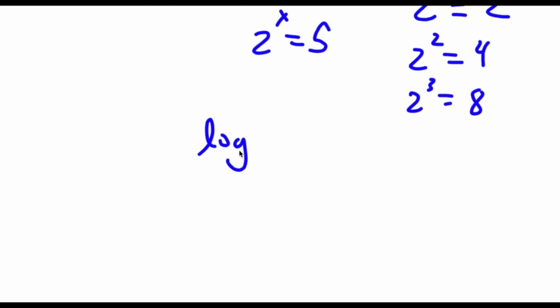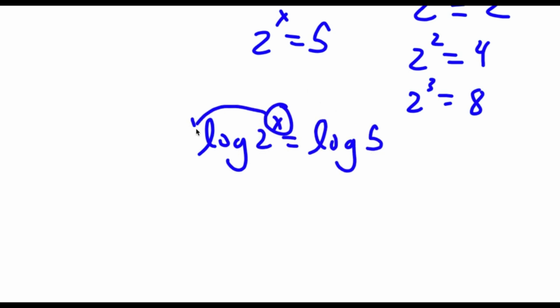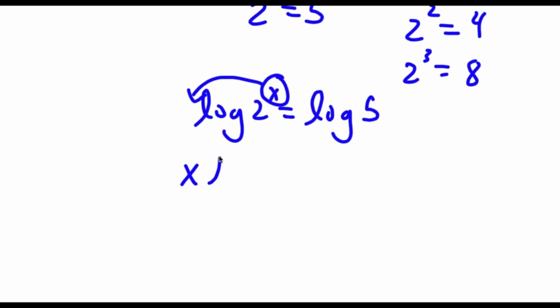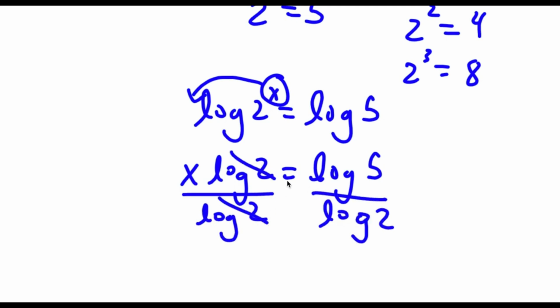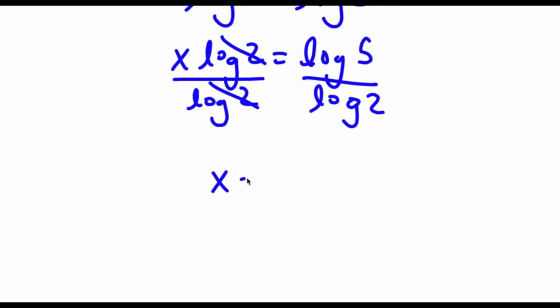So I had log 2 to the power of x is equal to log 5. Now by using this property, I can move x to the front. So now I have x times log 2 is equal to log 5. Now, if I divide both sides by log 2, these two cancel out, and I am left with x is equal to log 5 over log 2.